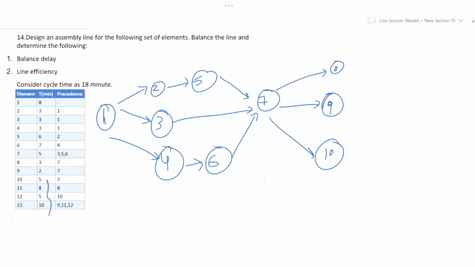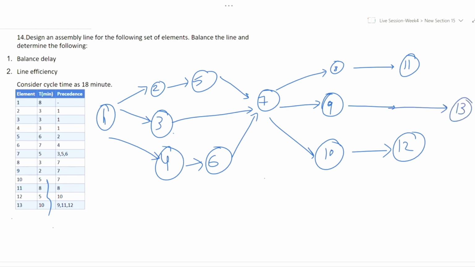So let's make element 13. Now element 11 is preceded by 8. Element 12 is preceded by 10, and element 13 is preceded by 9, 11, and 12. So this is your assembly line for the following set of elements.